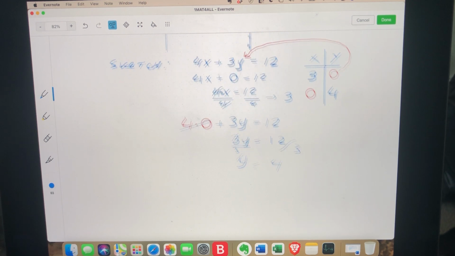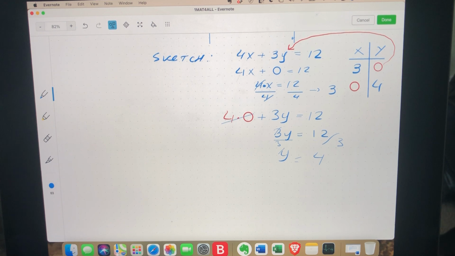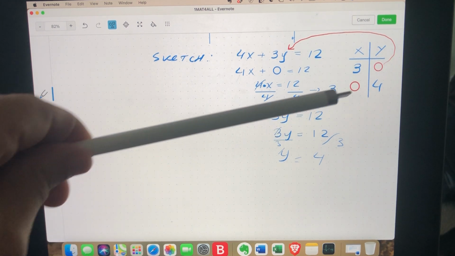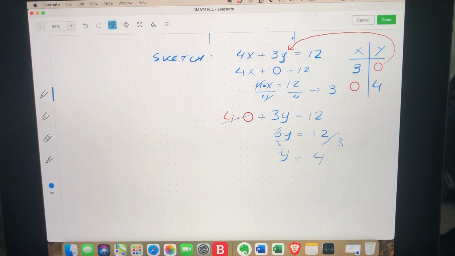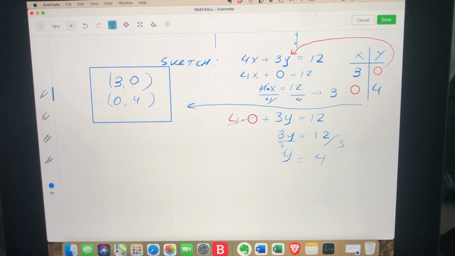So these are the 2 points. We're making a sketch of a straight line, and for a straight line, we only need 2 points, and we have found the 2 coordinates. So what we have is (3, 0) and (0, 4). These are the 2 intercepts that we have found.